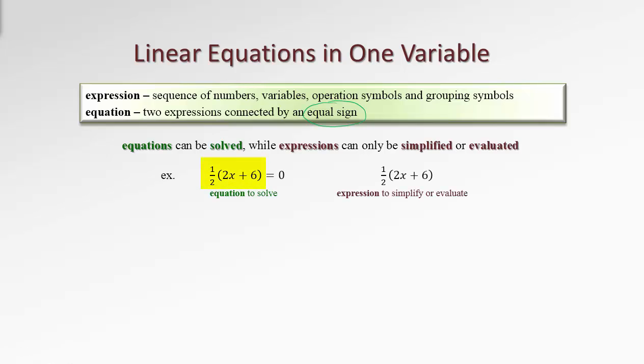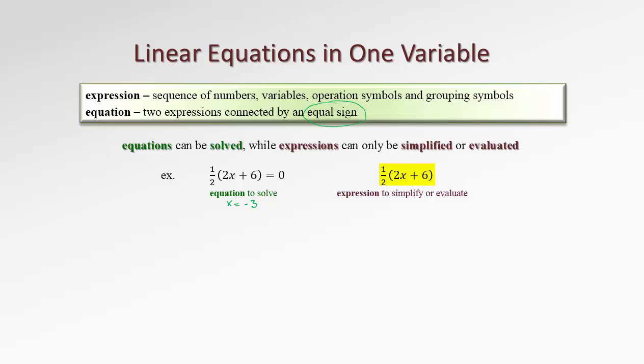For example, here we have an equation. The left-hand side is equal to 0. This equation can be solved. You could guess that if x is -3, then the left-hand side will indeed be equal to 0. So x equals -3 would be a solution to this equation. If x has a different value, the equation will not be true.